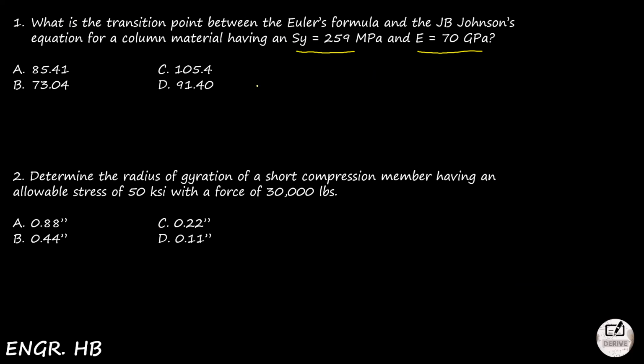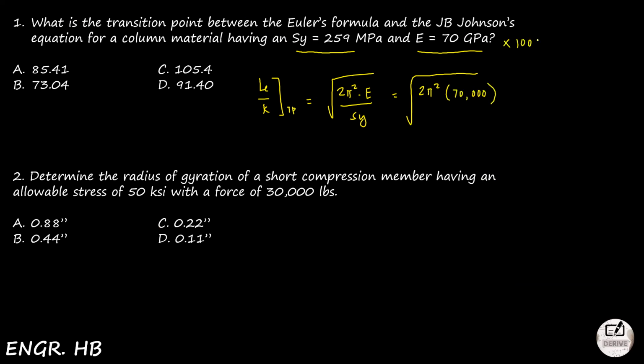On the first slide of the formula, we all know that the transition point is equivalent to the slenderness ratio. Transition point is equal to 2 pi squared E divided by SY. Tama ba? So, kailangan magparehas lang yung unit nito para it will be dimensionless. So, that is equivalent to square root of 2 pi squared E. So, that was 70 gigapascal. Just multiply it by 1,000 in order to become megapascal. And of course, you have your 259 megapascals sa ilalim. So the answer is 2 pi squared times 70k divided by 259, square root nun. So the answer is 73.04.